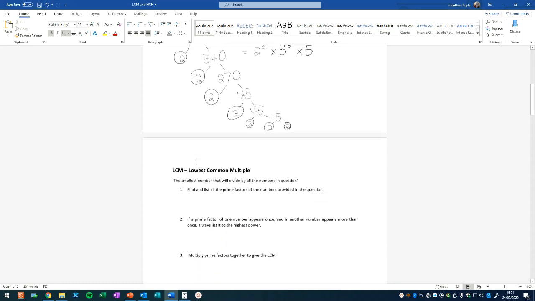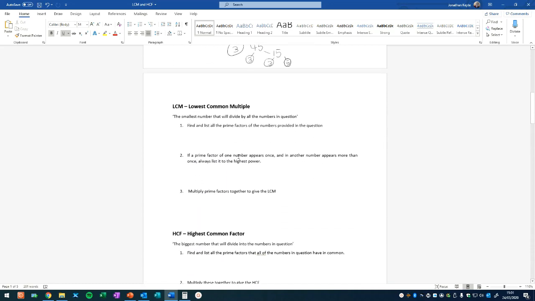We're going to move on to the LCM, or the lowest common multiple. So the lowest common multiple is the smallest number that will divide by all the numbers in question. So if I can explain this, for example, if we had 18 and 30. 18 is 2 times 3 times 3, and 30 is 2 times 3 times 5. And these are the prime factors.